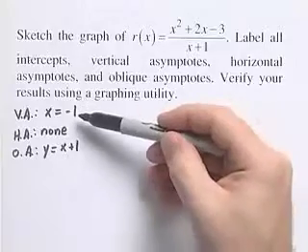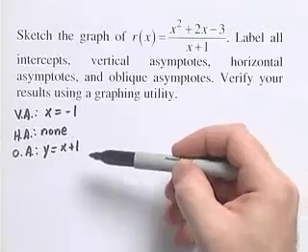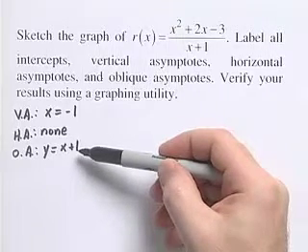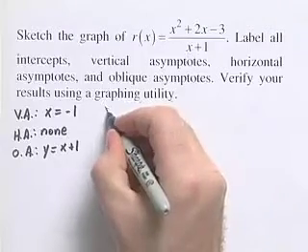From the previous problem, we had the vertical asymptote was x equals negative 1. There were no horizontal asymptotes, and there's an oblique asymptote of y equals x plus 1. So next we're going to find our intercepts. We'll start with the x-intercepts.